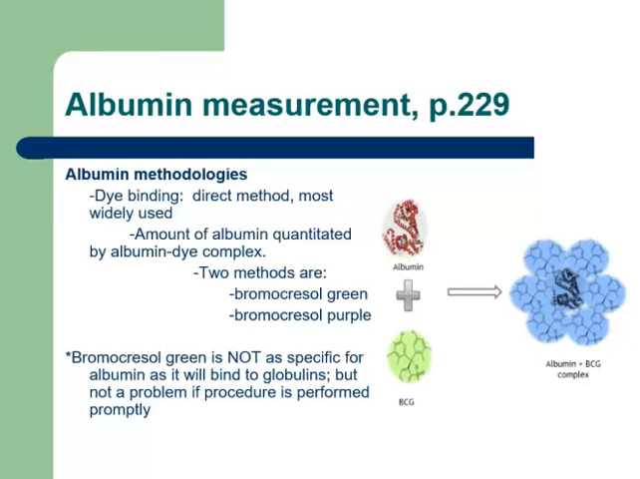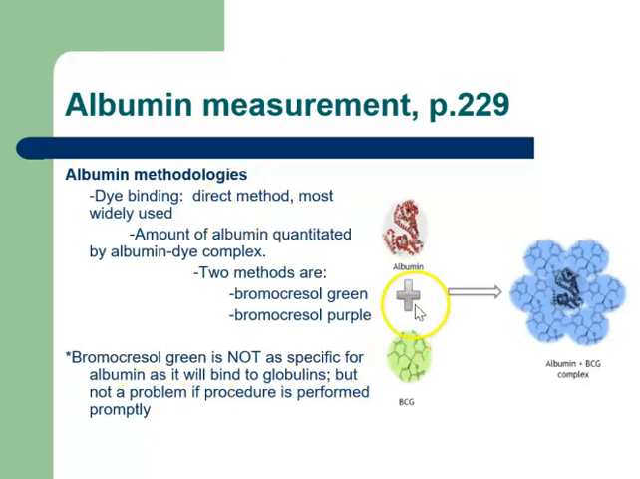This is a direct method, and it's the most widely used method. The amount of albumin is quantitated by binding it to a dye complex, and there are usually two different dyes that can be used: bromocresol green and bromocresol purple. But the green is not as specific for albumin, as it will bind to other globulins that are available. But if the procedure is done promptly, this is not as big of a problem.